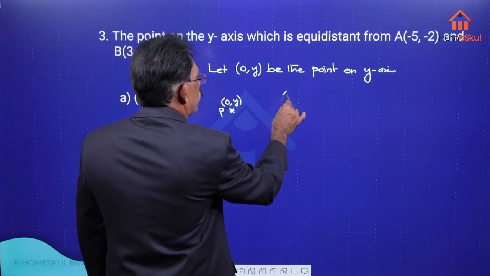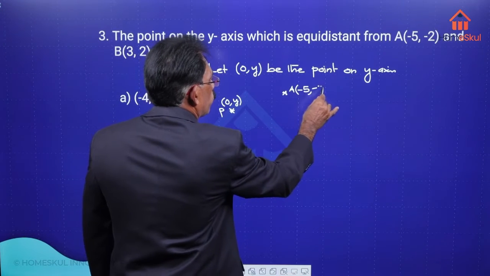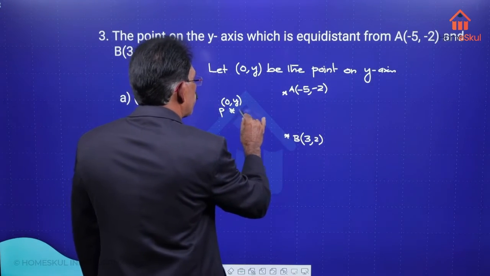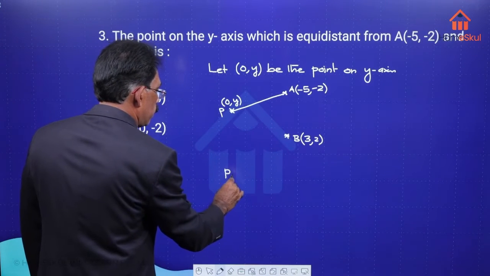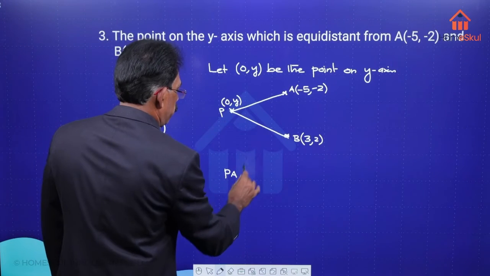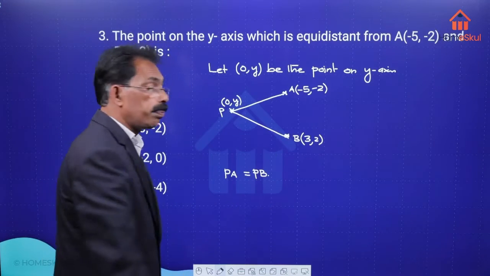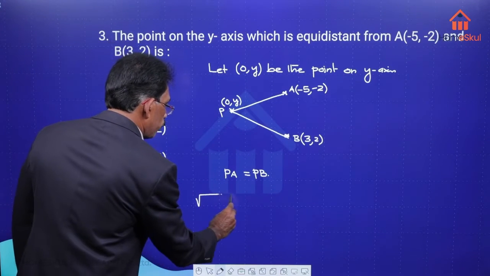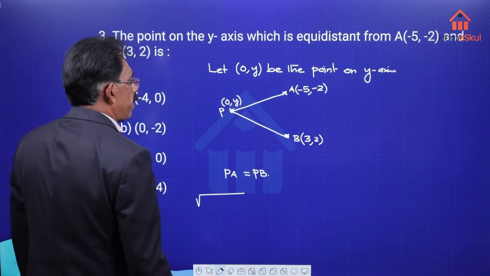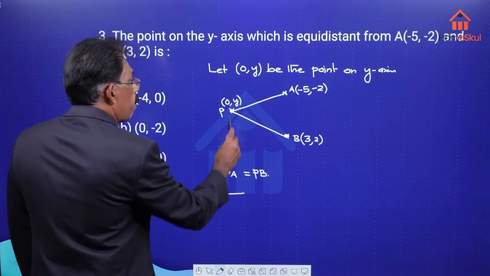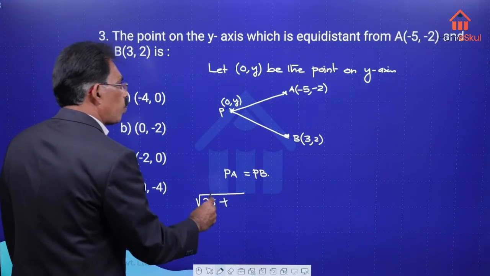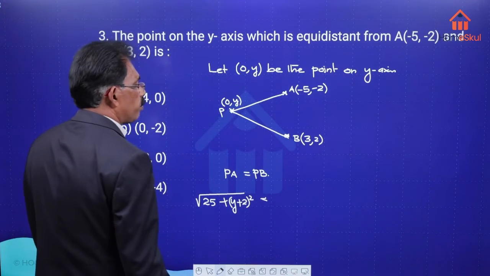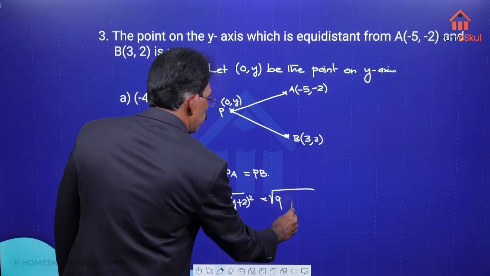And two points. One is A (-5, -2). This is B here, the point (3, 2). Equidistance means the distance PA equal to PB. PA indicates the distance between P and A. PA is the square root of: minus 5 minus 0 squared is 25, plus y minus minus 2, that is y plus 2, the whole square. That is equal to PB: 3 minus 0, that is 3, square 9, plus (y minus 2) the whole square.